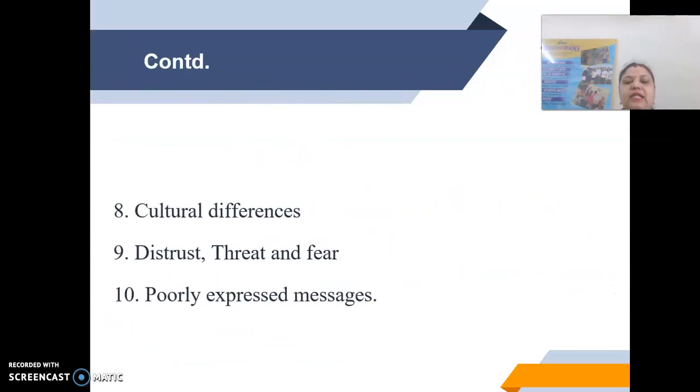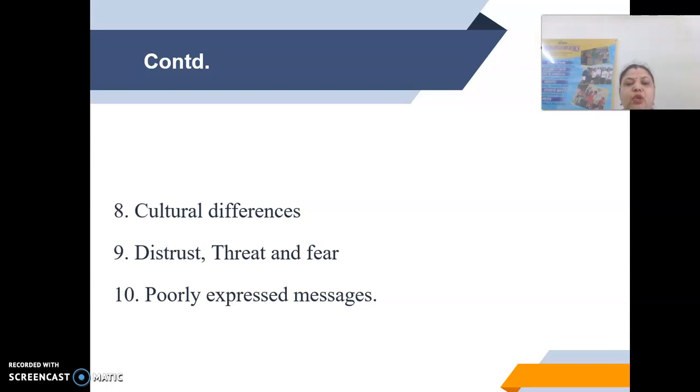Cultural differences. India is a diverse country having so many cultures, and these cultural differences sometimes create barriers to communication if we are not aware of that culture. Distrust, threat, and fear. These things also affect communication. If the person does not have trust in the communicator or the sender, or there is any kind of threat or fear from any side, that also creates hindrance in the communication process, maybe on the side of the communicator or the sender, or maybe on the part of the receiver.